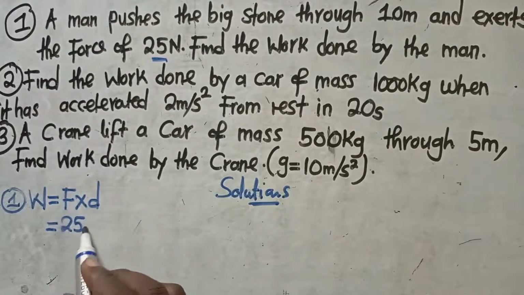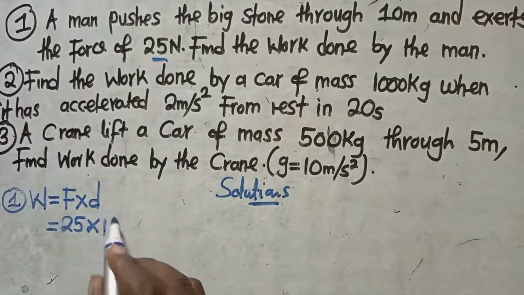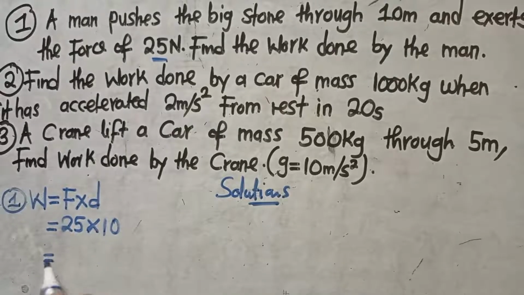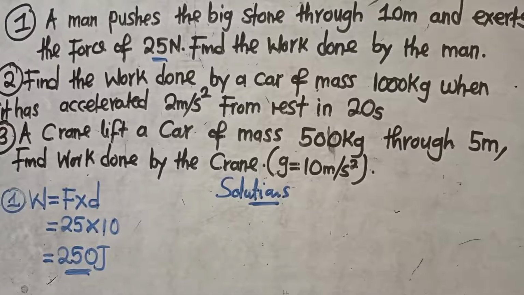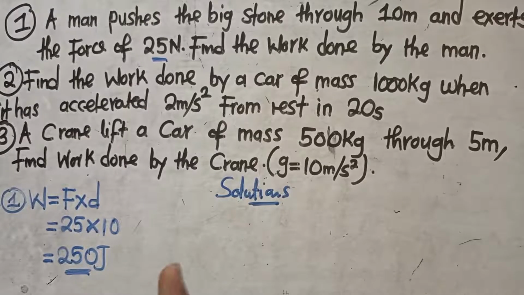So I put 25 there, times the distance. What is the distance? The distance is 10, so I put a 10 there. What is the answer if I multiply? I'm going to get 250 joules. The work done is 250 joules. This is too simple, isn't it? As simple as that. Can we fail to answer that question? No, you can't fail. You can only fail if you are not connecting concepts. It is just as simple as that. You know that a force is given, and the distance is given.